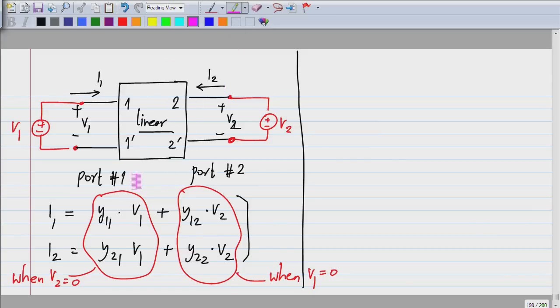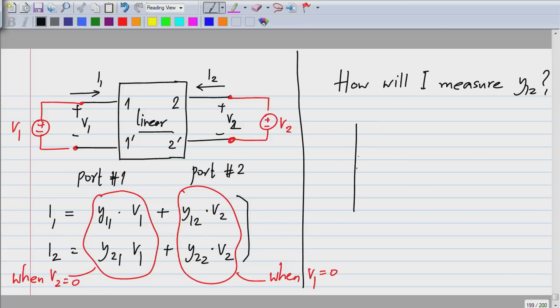let's say you are given a circuit with two ports and you are asked to determine the values of these parameters. What will you do? How will you measure it? Please give me some ideas. Let's say, how will I measure the value of Y12? You can relate this to earlier examples we did many times.